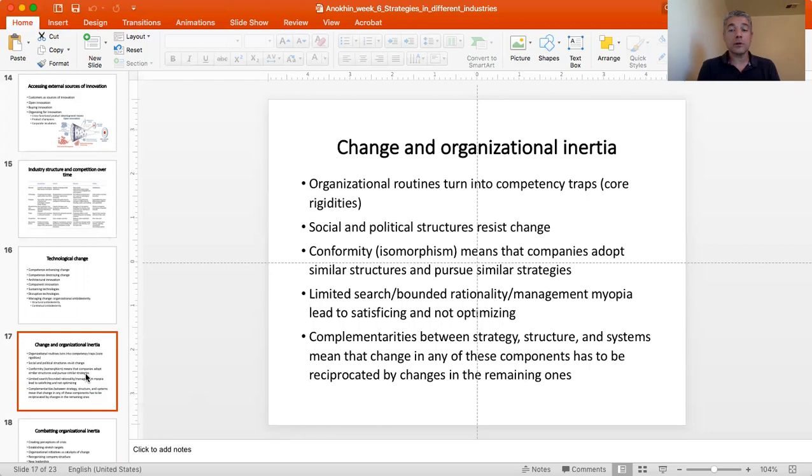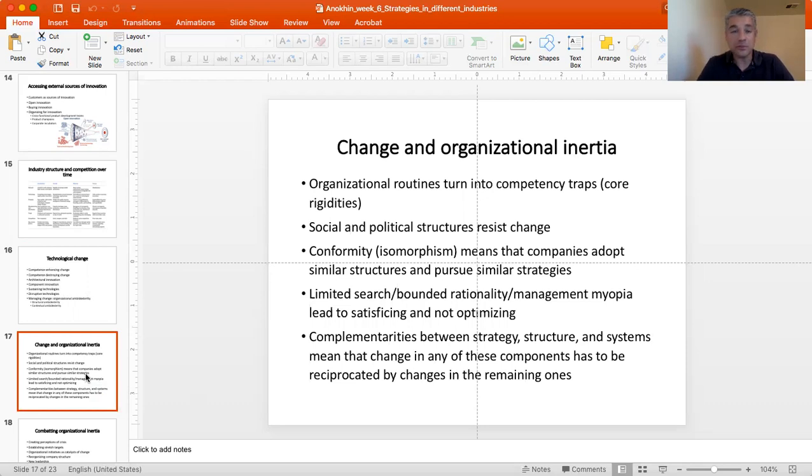Organizations typically do not like to change. Right? They are subject to organizational inertia. They have their own routines that tend to turn into competency traps. Right? Something we referred to previously as core rigidities. Again, it's a good idea for them to keep investing in their core competencies, but as things around companies change, maybe those core competencies are not helping, right? So they become competency traps or rigidities.